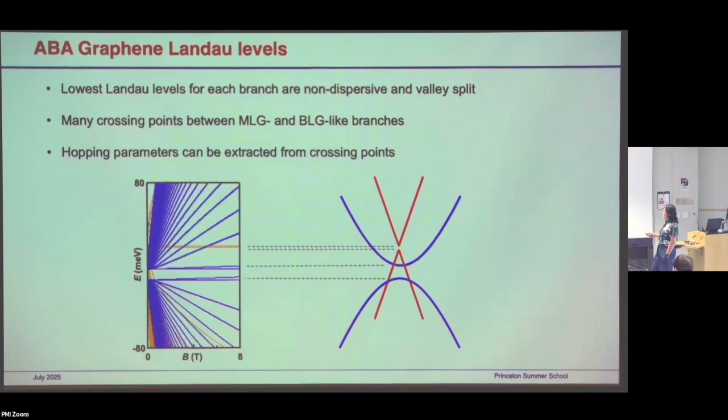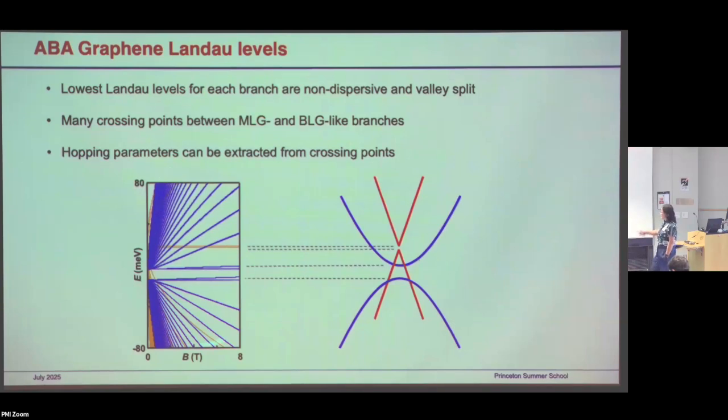So if you look at each of these bands, the monolayer-like band and the bilayer-like band will each give you Landau levels in a magnetic field. The monolayer-like band gives you monolayer-like Landau levels, and the bilayer band gives you bilayer-like Landau levels. And they cross. The crossing points can tell you the hopping parameters. There are many crossing points between the two.